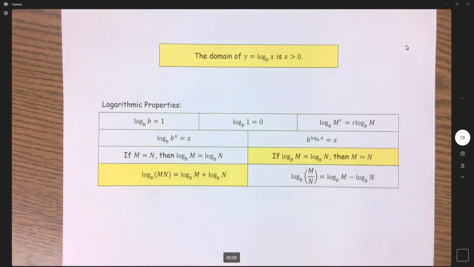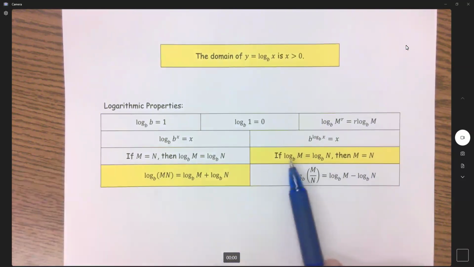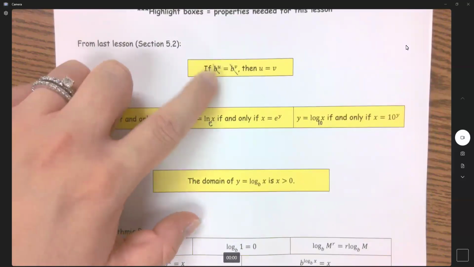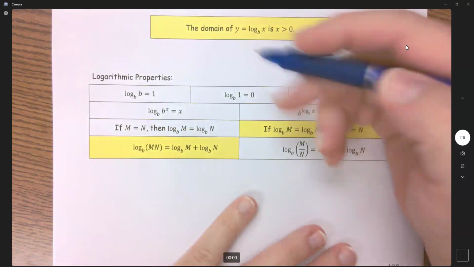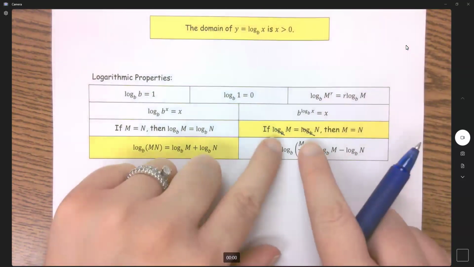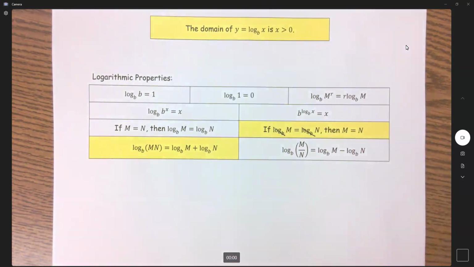And then of our 8 log properties, we really just need these 2 here. This one is really the exact same thing as this one, just in log form. Exponential, if we have the same bases, we can cancel them out. Same thing, if I have a log with the same base on both sides, log base b, we can cancel them out, and then what's left, we can set equal, so m equals n.